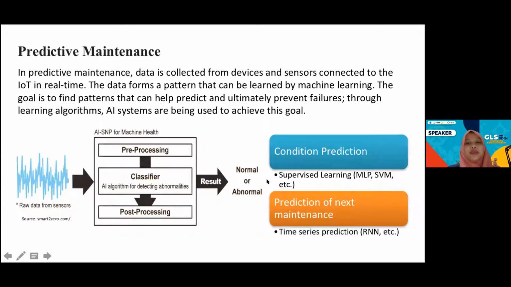And we have two goals to predict. The first is condition prediction, where we can implement supervised learning, for example MLP, SVM, KNN, and many more. And then we can also make a prediction of the next maintenance, whether this sensor will be normal or become abnormal. For the prediction of next maintenance, we can implement time series prediction, for example recurrent neural network methods. So this is what AI can do for predictive maintenance.